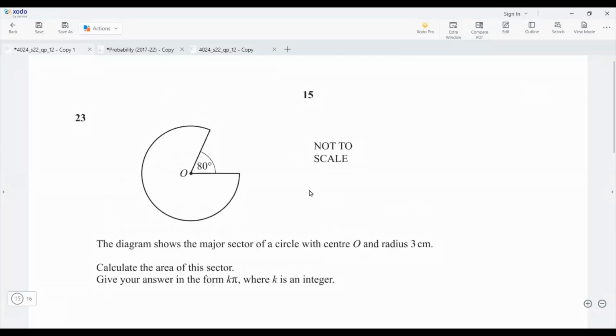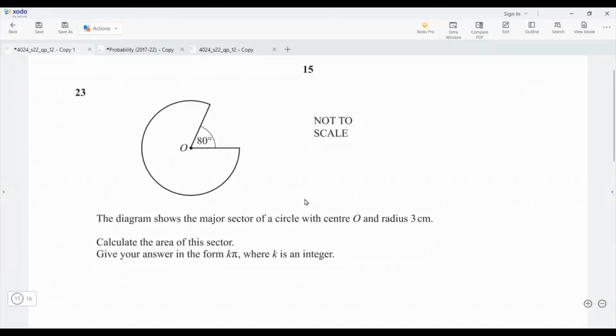So in the next question, there is a major sector of a circle which is given with a radius of 3 centimeters. The area of the sector we have to calculate and write down our answer in terms of k pi. K is any integer, meaning any number with pi must be written here. So we have to find the area of the sector. The diagram shows the major sector of a circle with center O and radius 3.